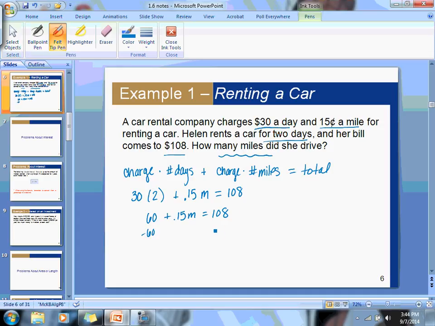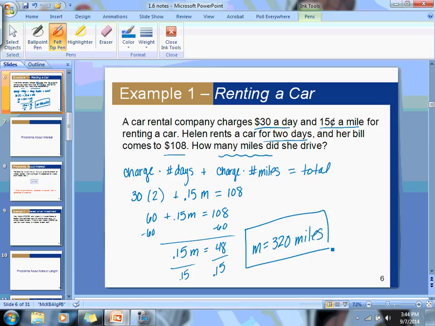So now we'll subtract 60 from both sides. 0.15 m is going to equal 48. And then when we divide by 0.15 on both sides, remember when you divide by a decimal, you get a bigger number. So we're going to get 320, and that would be miles. So when you're taking your quiz and your test, we're going to require you to write your answer in a complete sentence. So we would say, Helen drove 320 miles.